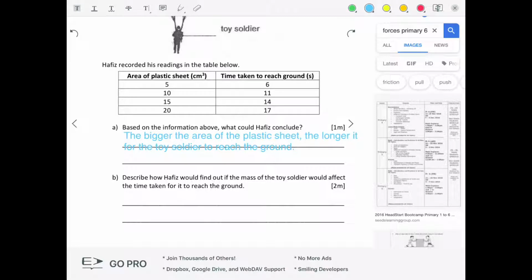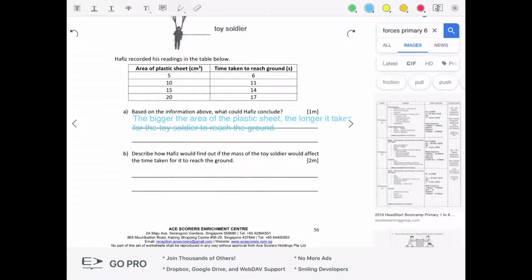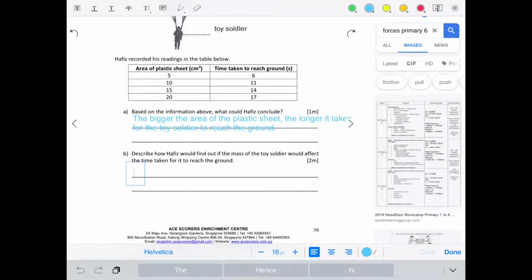How will Hafiz find out if the mass of the toy will affect the time taken? So what can he do? Now he wants to find out if the mass will affect the time taken. Does the mass affect the time taken? What can you do?